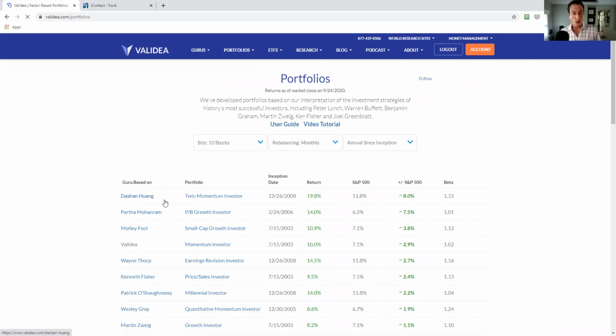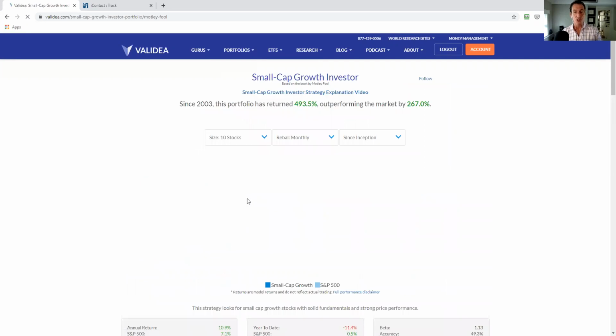So under that size portfolio and rebalancing frequency, we have twin momentum as the best performer historically, price to book to growth, and small cap growth, which is based on the Motley Fool. Let's say you're familiar with the Fool. Maybe you've seen their newsletters, so it's a name you're somewhat familiar with. You may not know the strategy exactly, but since you know about them and you've heard about them, that one looks kind of interesting to you.